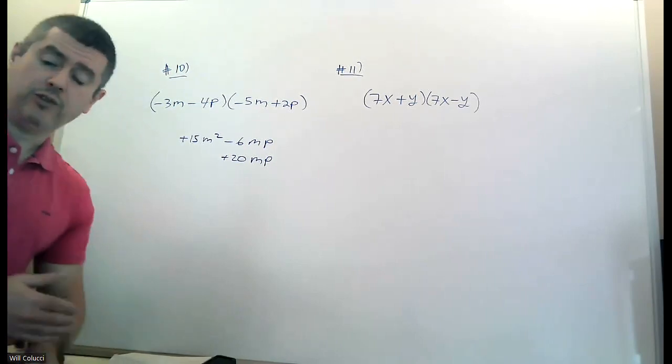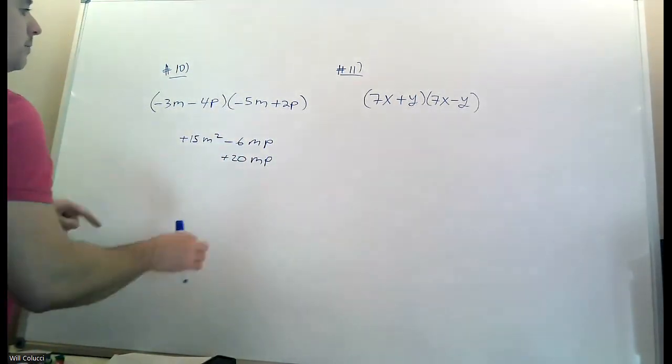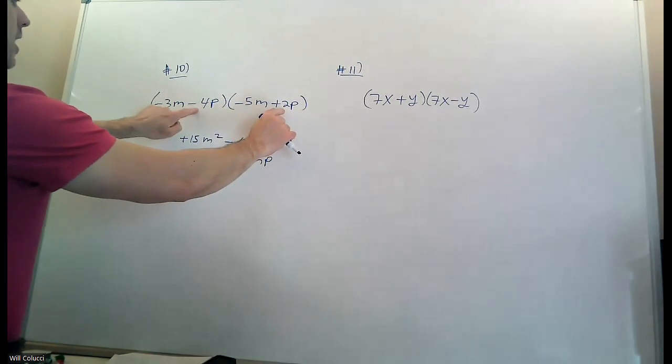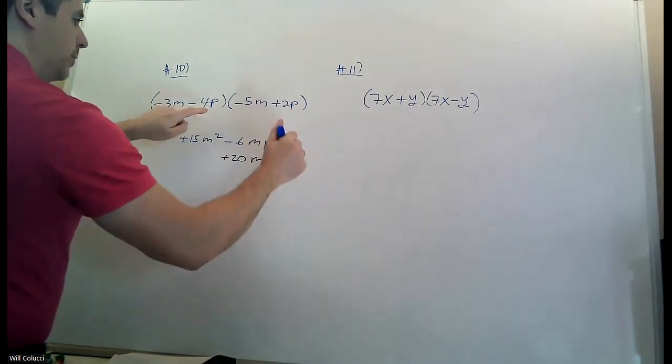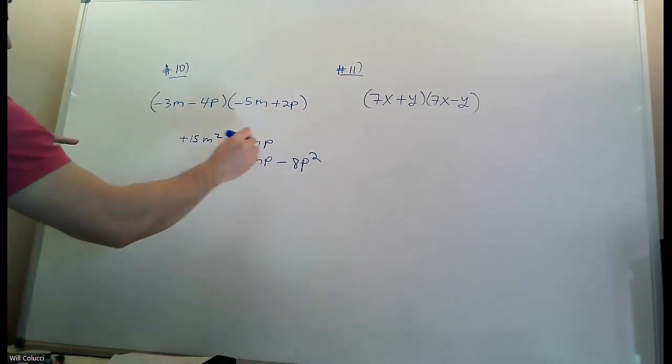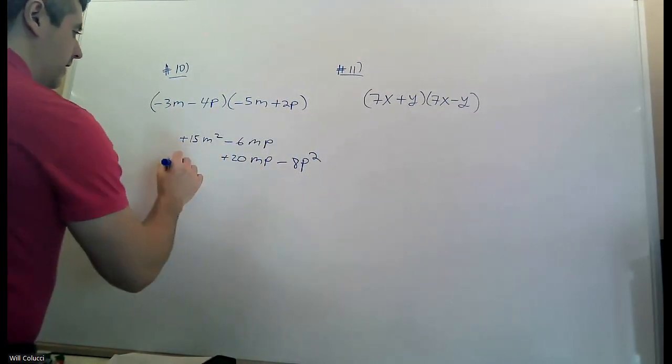So you don't get confused and think that they're different and that you can't combine them. That's why I'm doing the example with the 2 letters. And then you do -4 times positive 2, that's -8. And then P times P is P squared. That's why a lot of people get this wrong. They didn't have the P squared there.